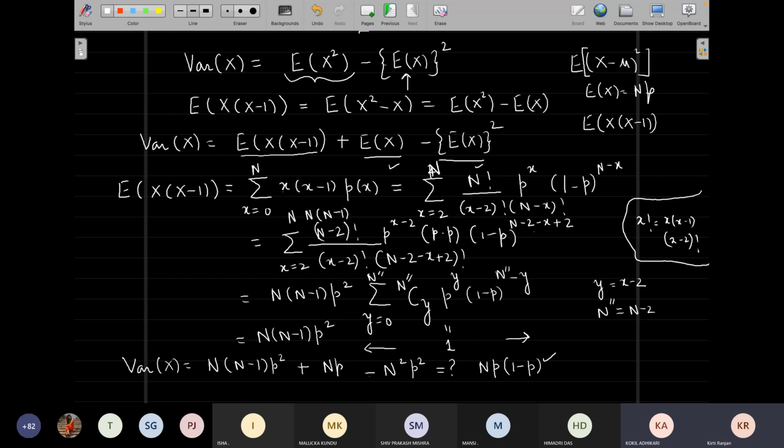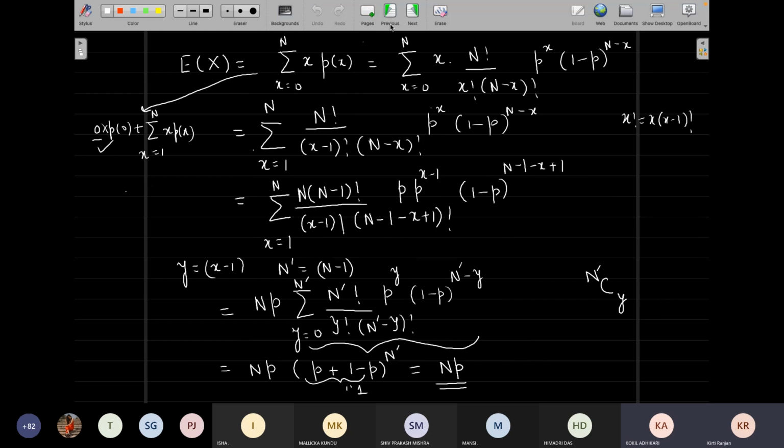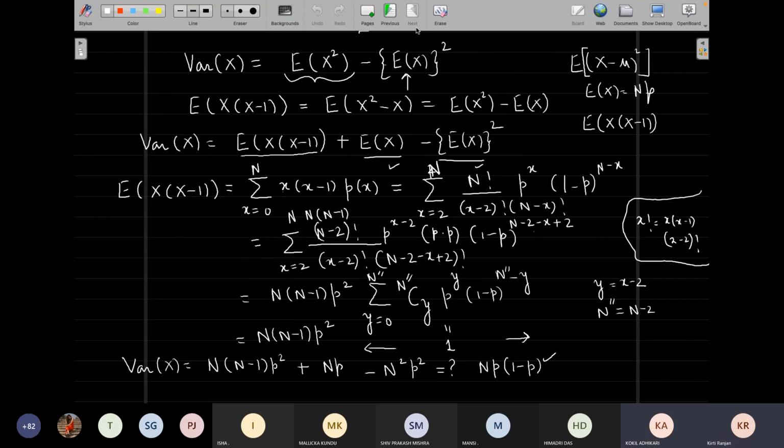I understand that it may take a little time to understand what we have done, but the whole idea comes from the fact that the factorials are written in terms of successive number multiplication. So n factorial is n into n minus 1 into n minus 2 into n minus 3 factorial, and so forth. If we ask you to go for the next moment, most likely you will write the expectation value of x into x minus 1 into x minus 2, and you will be able to follow the same steps as here.